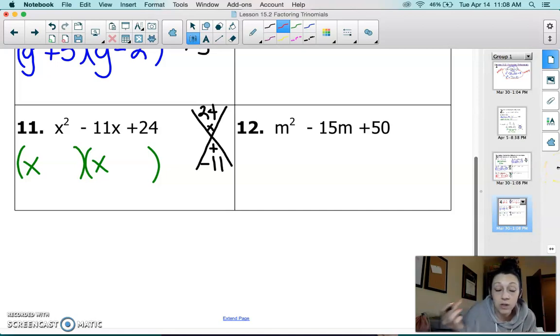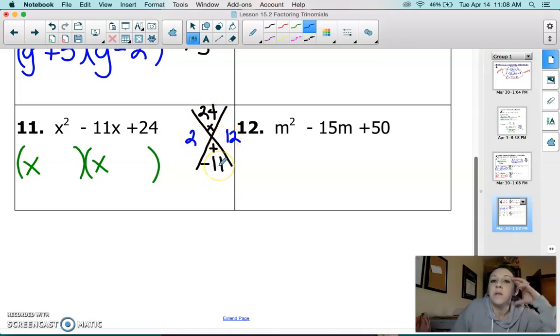24, what times what equals 24? 2 and 12, right? So 2 and 12. All right, this time we want it to multiply to a positive 24. So 2 times 12 equals positive 24. But 2 plus 12 equals 14. So here's the weird thing. We want it to multiply and be a positive number, but we want it to add up to a negative.